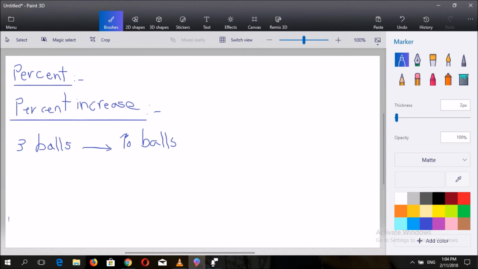Is this the simplest form of this rational number? No. Why? Because 49 divided by 7 will give us the value of 7. So this is the value of x that will satisfy this equation.